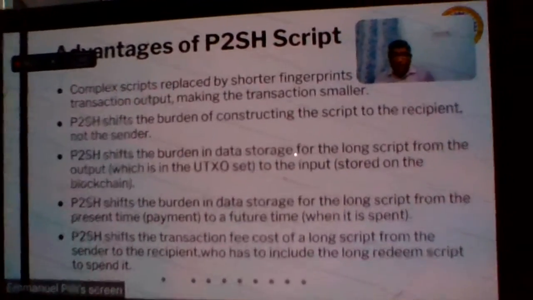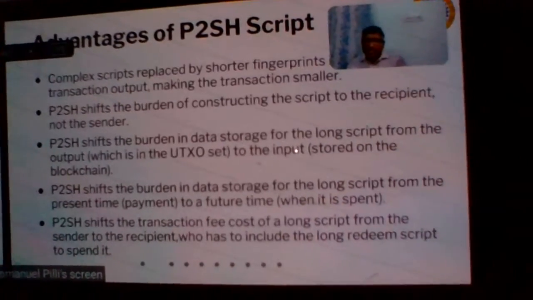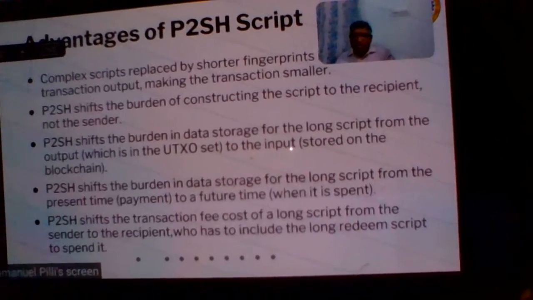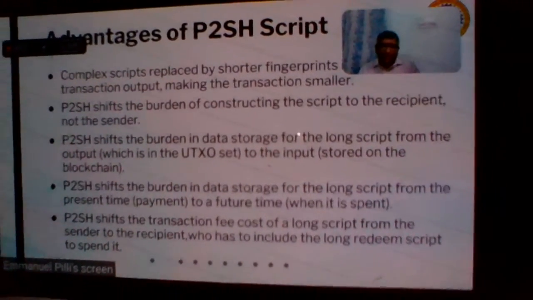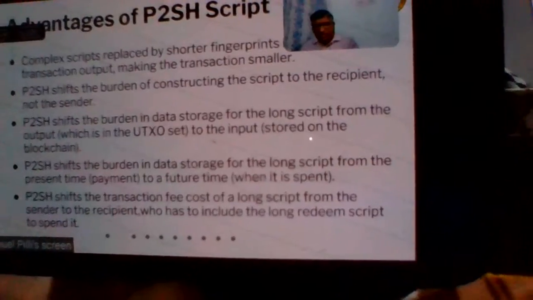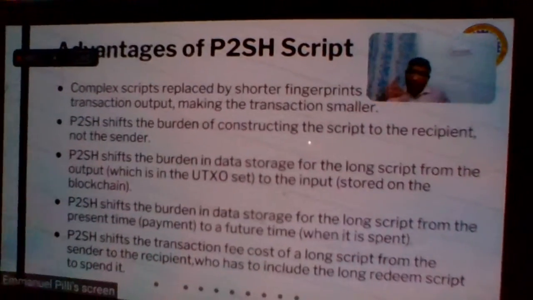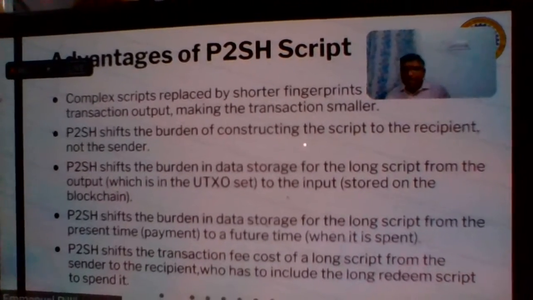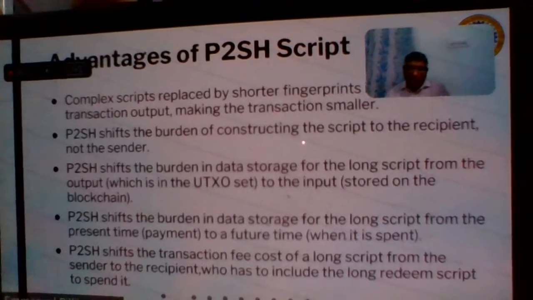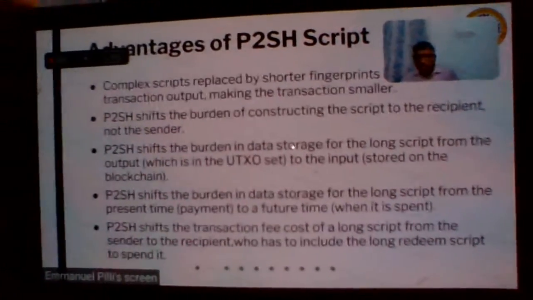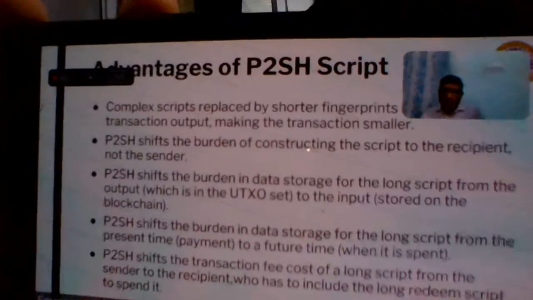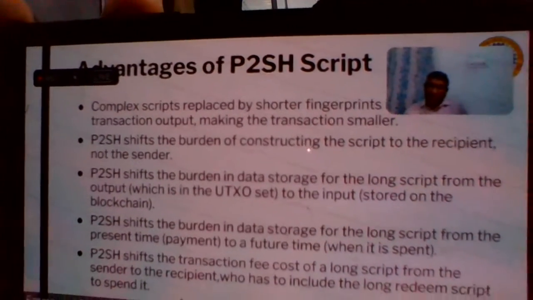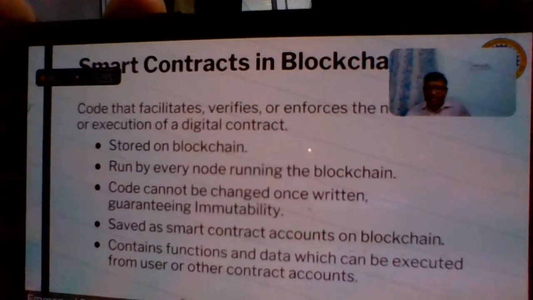And P2SH shifts the burden in data storage for the long script from the output, which is in the UTXO set, the previous transaction, to the input stored in the blockchain. P2SH shifts the burden in data storage for the long script from the present time to a future time. You don't lock it when you are making the transaction, but when it is redeemed, at a later time in the future. It shifts the transaction fee cost of the long script from the sender to the recipient, which has to include the long redeem script to spend it. So finally, the redeemer will pay money and redeem it. So that's how P2SH scripts work.